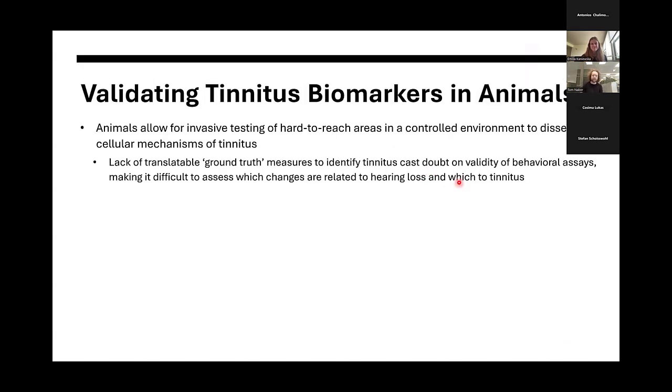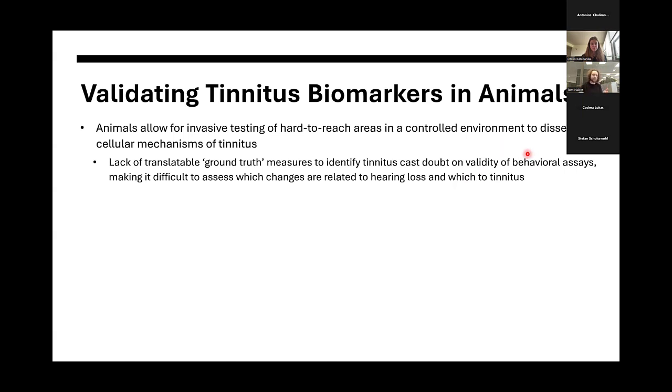So I think animal models are very important for studying tinnitus because with animals we can take tissue samples from the cochlea or from the brain, which is very hard to do in humans, and we need to do that to really understand the cellular mechanisms and molecular mechanisms of tinnitus. But what makes animal studies difficult is that we don't have a ground truth measure to say for sure that this animal has tinnitus and that one doesn't. So because of that, any changes we see in the animals, we're often not that sure whether it is due to hearing loss or actually due to tinnitus.